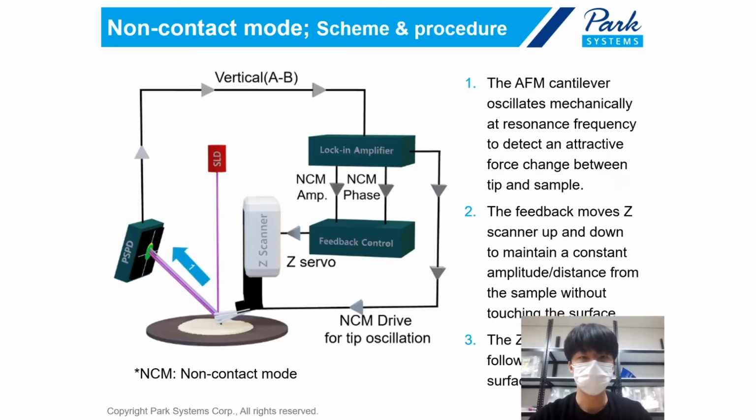This is the scheme and procedure of non-contact mode. First, the AFM cantilever oscillates mechanically at the resonance frequency to detect an attractive force change between the tip and the sample. Second, the feedback moves the z-scanner up and down to maintain a constant amplitude and distance from the sample without touching the surface. Third, the z-scanner position follows the sample surface like this.